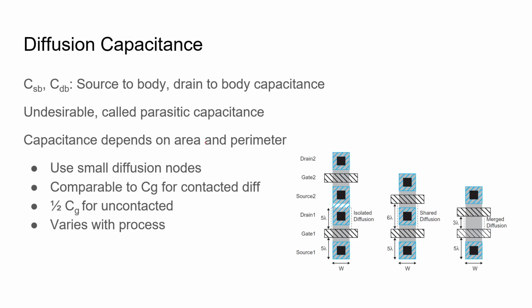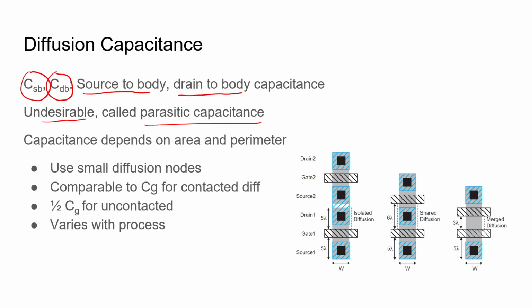And finally, we have the diffusion capacitance. So the diffusion capacitances are source to body, which is CSB, and the drain to body, which is CDB capacitances. So these are the undesirable, and these are sometimes called the parasitic capacitance. So this capacitance is based on the area and the perimeter of the diffusion layers.